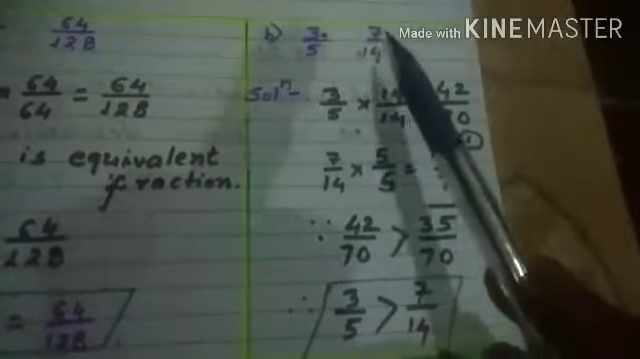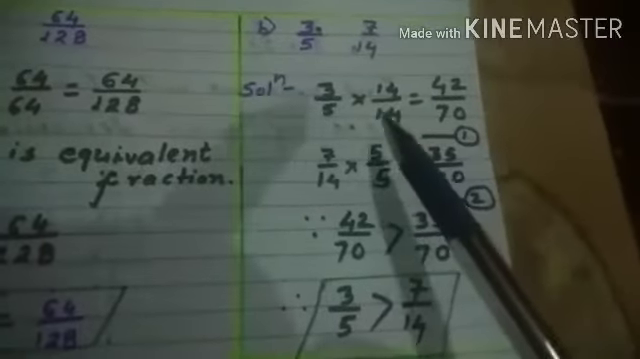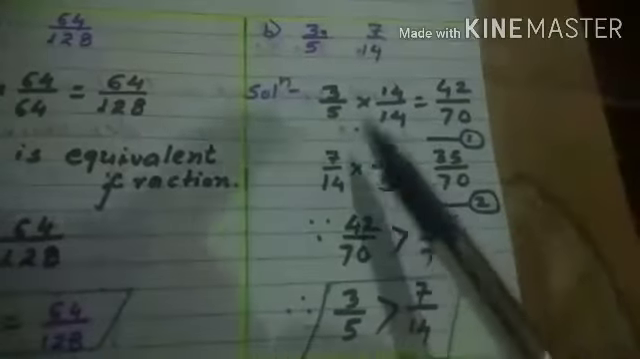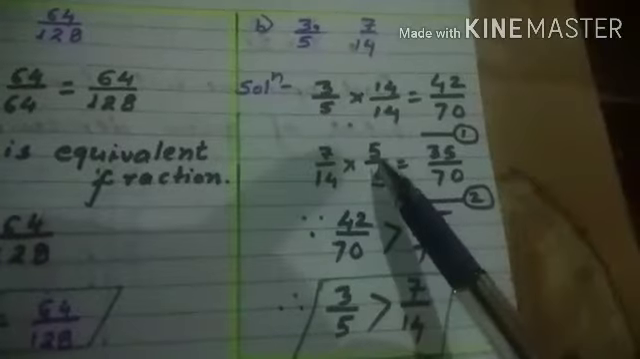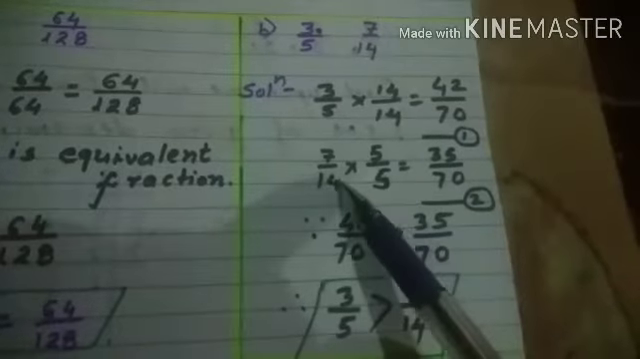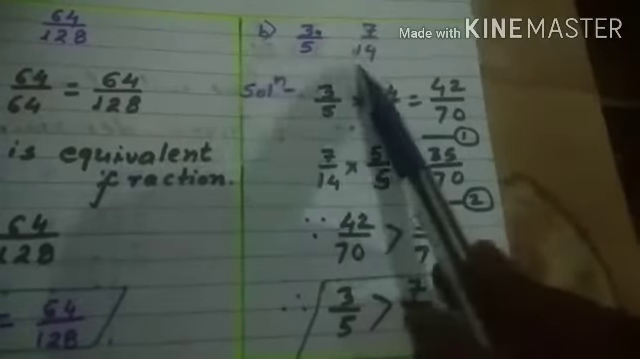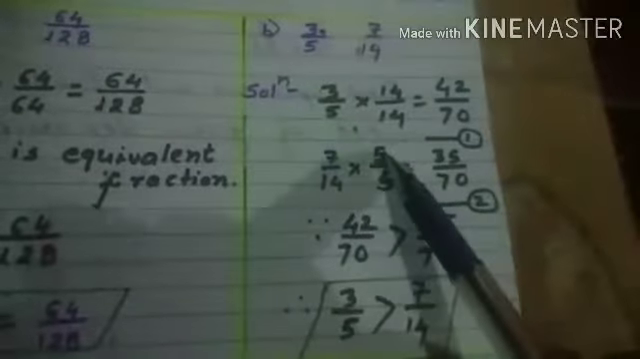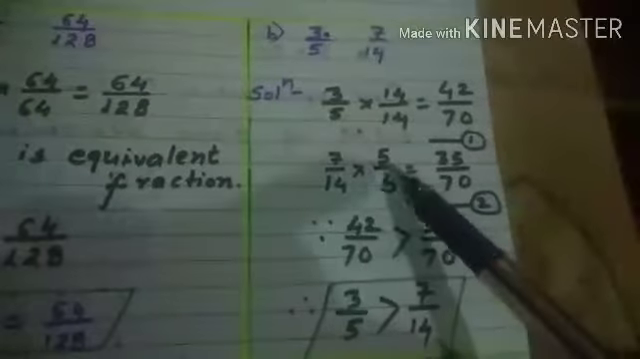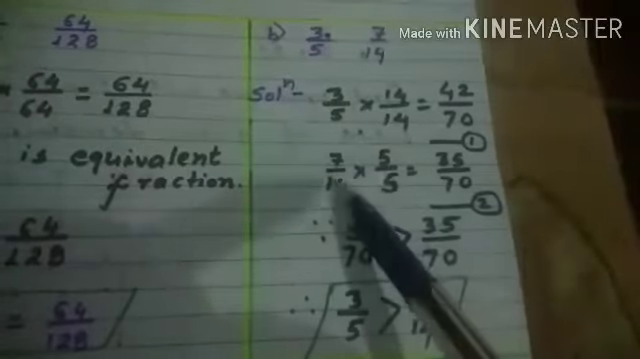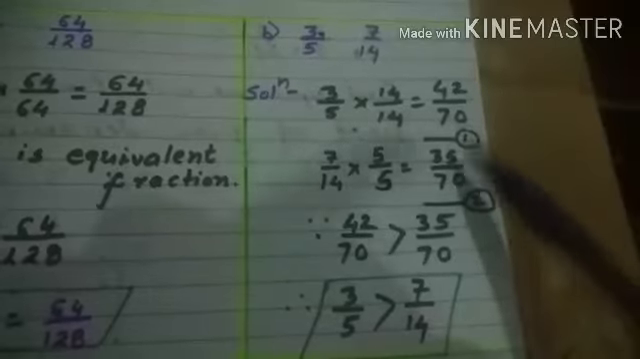The second fraction is 7 upon 14. We have to make the same denominator for 7 upon 14. So what is the denominator of 3 upon 5? 5. So we will multiply the numerator and denominator of 7 upon 14 by 5, because we have to make the same denominator for both. So 5 upon 5. 7 fives are 35 and 14 fives are 70. Now we get the same denominator for these two fractions.